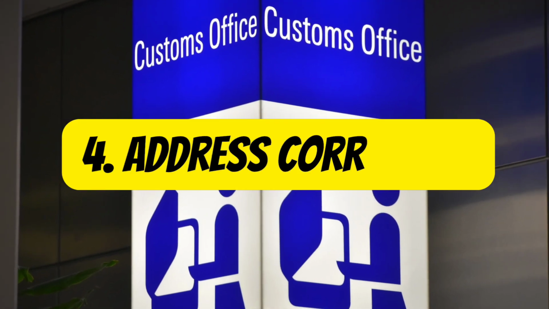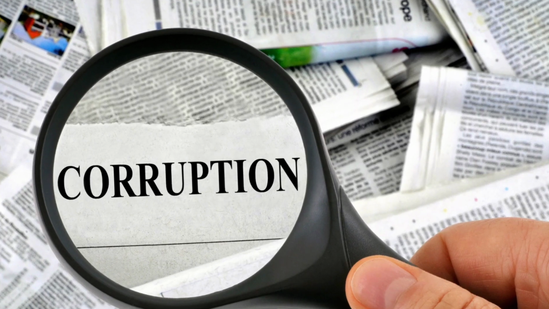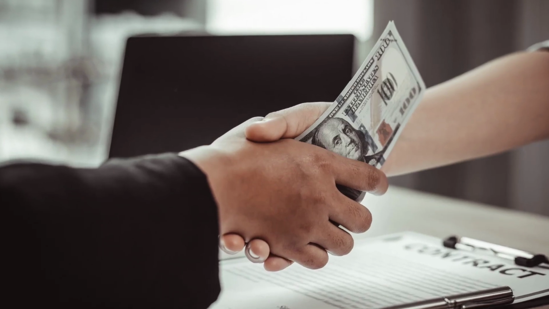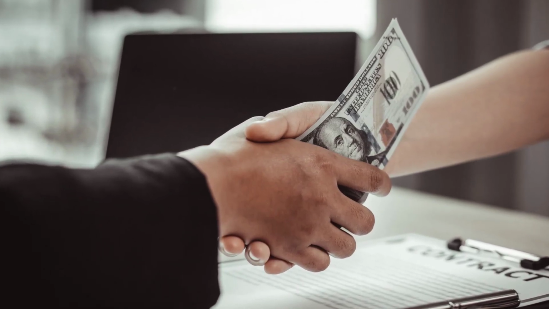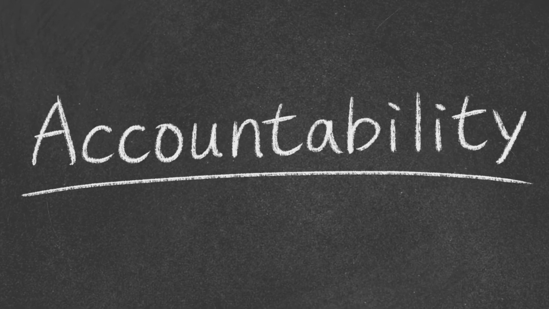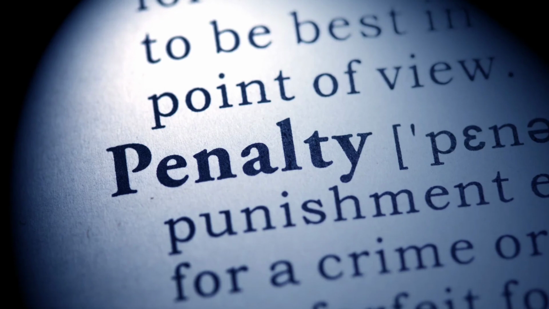4. Address corruption. Corruption is a major problem at South African borders, with reports of bribery and other forms of corruption by border officials. The government could take steps to address corruption by improving transparency, accountability, and oversight, and implementing strict penalties for corrupt behavior.